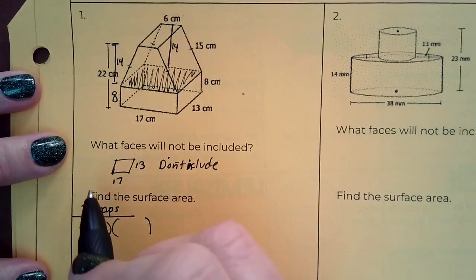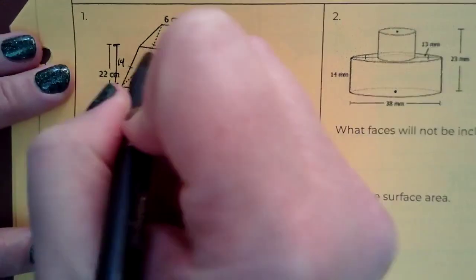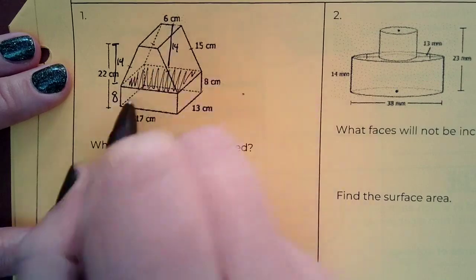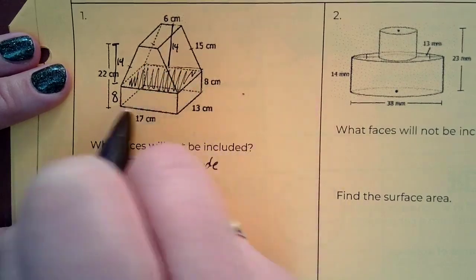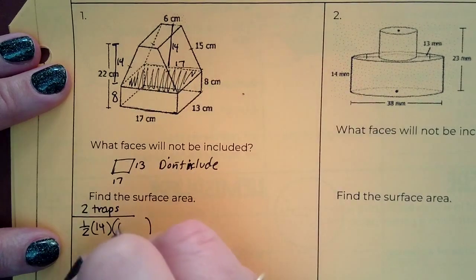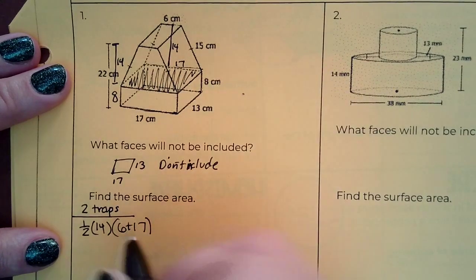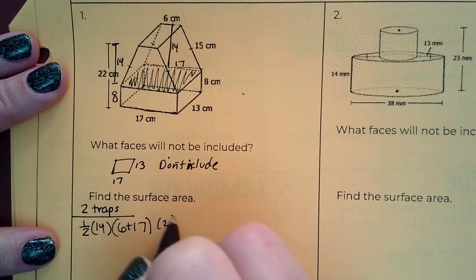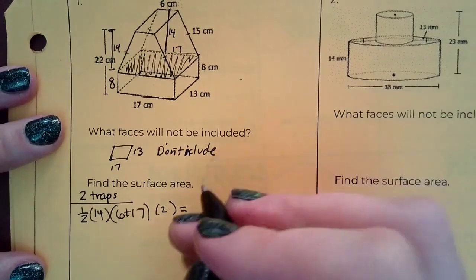Times the bases added together. So if this is 6, then this is 6. This piece here, 17, so this will be 17. So 6 plus 17, and there's 2 of those, so times 2. Plug that in, you should get 322.